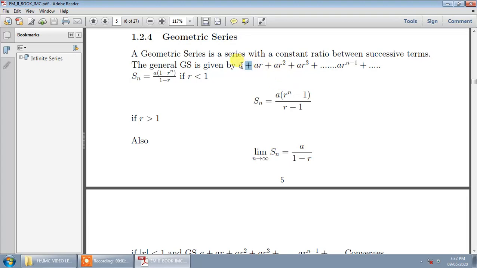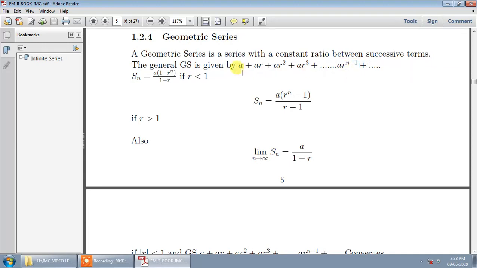So this geometric series a plus ar plus ar square and so on, ar raised to n minus 1, has first term a r raised to 0, second term ar raised to 1, third term ar raised to 2, fourth term ar raised to 3. So we observe that the fourth term ar raised to 3 can be written with 4 minus 1. With that we can see that the nth term is ar raised to n minus 1, and thereafter we have the n plus 1 term and so on.